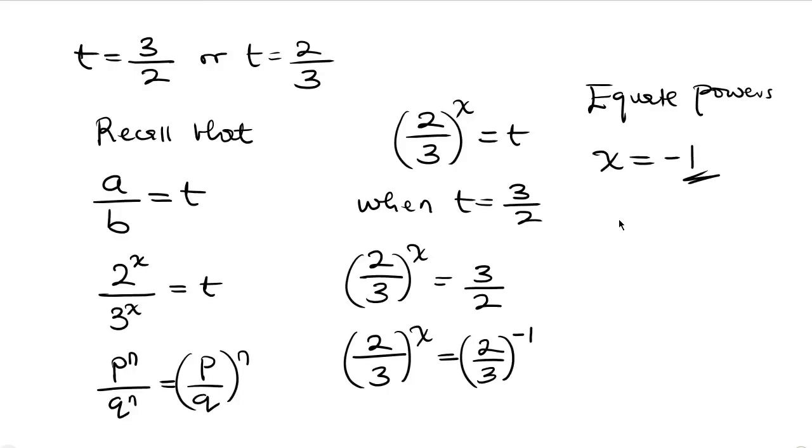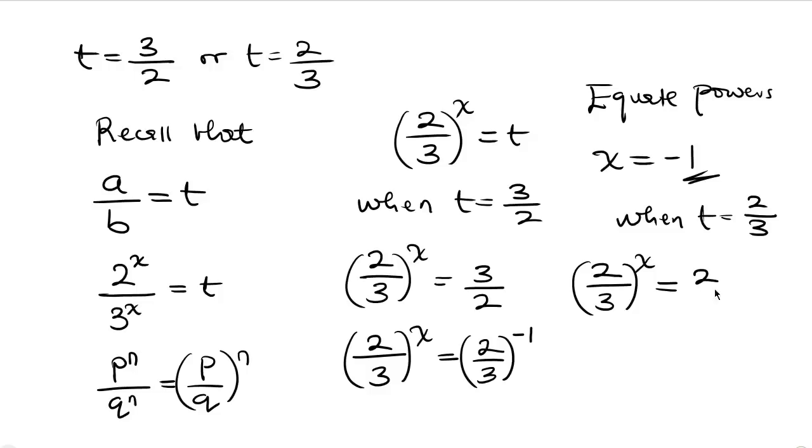Now let's do for when t is equal to 2 over 3. So we have 2 over 3 all raised to the x equal to t. T is this time 2 over 3. And remember, the base here is 2 over 3. It's the same as the base here, 2 over 3. But this is raised to a power of 1, which will give you the same thing.